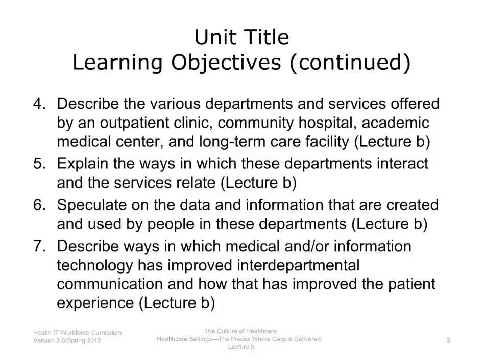Additional objectives for this unit are to describe the various departments and services offered by an outpatient clinic, community hospital, academic medical center, and long-term care facility. Explain the ways in which these departments interact and the services relate. Speculate on the data and information that are created and used by people in these departments. Describe ways in which medical and/or information technology has improved interdepartmental communication and how that has improved the patient experience.